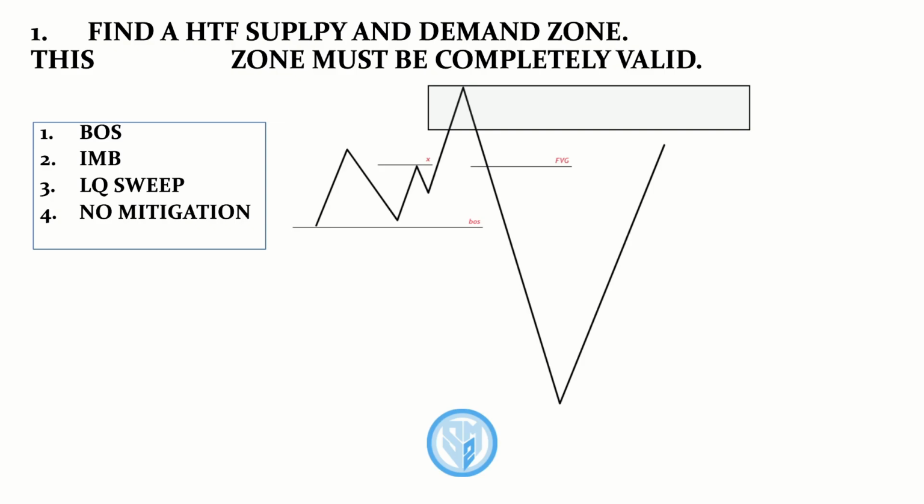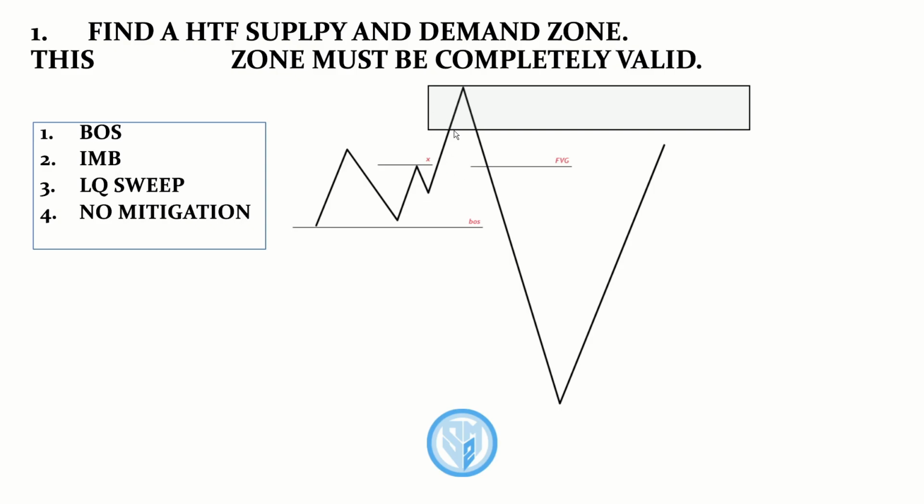Alright everyone, so to get started, we're going to go through step 1 and get right into the strategy, which is, first of all, you have to find a higher time frame supply and a higher time frame demand zone, and this zone must be completely valid. So what makes a valid higher time frame supply and demand? Well, it's simple really. All you need to find is a supply demand zone or an order block that has a break of structure going in its favor.